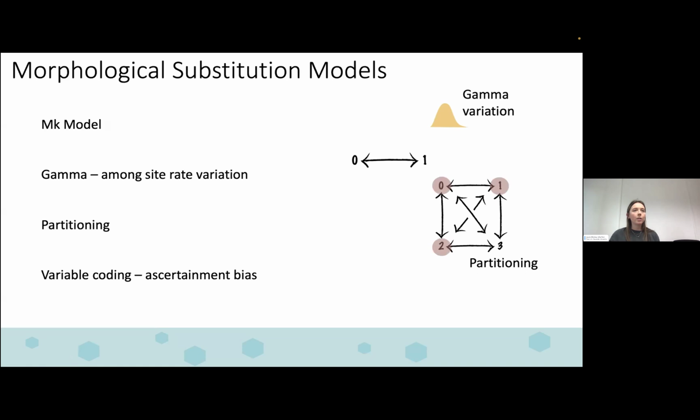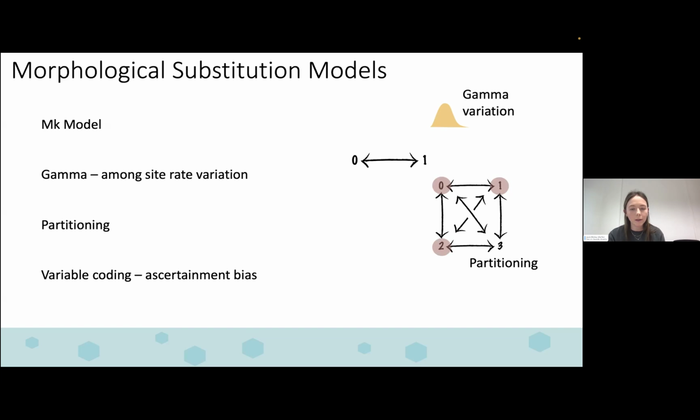It's also common to partition the data. What that means is you'd be cutting up your morphological matrix into different groups, and then you apply an MK model to each of these groups, to say that I think all these traits will have a similar evolutionary rate. The most common one that people use is partitioning based on the maximum state. So you put all the binary characters into one and give them one MK model, and then all the tertiary into another, and so on and so forth.